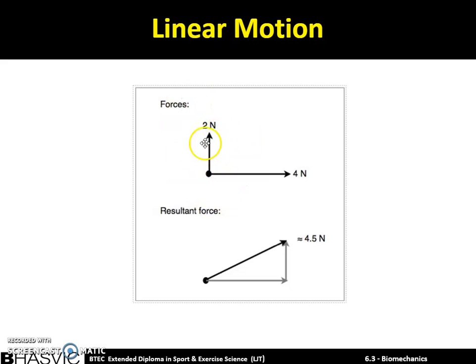So this is the forces that have been added, and this is the resultant force. As you can see, the 2 newtons has been put over to the right side, and this is the hypotenuse of the triangle that will equal around 4.5 newtons. You do this by squaring them both, adding them together, and then square rooting that, and that would equal about 4.5 newtons as the resultant force of this vector diagram.